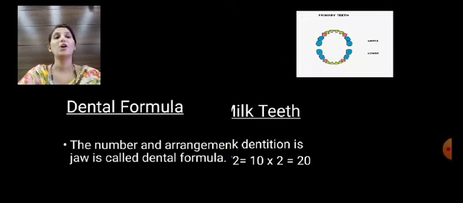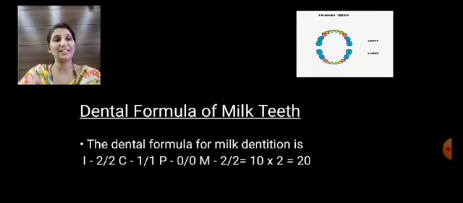The dental formula of milk dentition is I, that is incisors, 2 by 2, 2 on the upper jaw and 2 on the lower jaw. Canines, represented as C, 1 on the upper jaw and 1 on the lower jaw. Premolars are absent in milk dentition, so it is represented by 0 by 0, 0 on the upper jaw and 0 on the lower jaw. And molars, 2 on the upper jaw and 2 on the lower jaw.